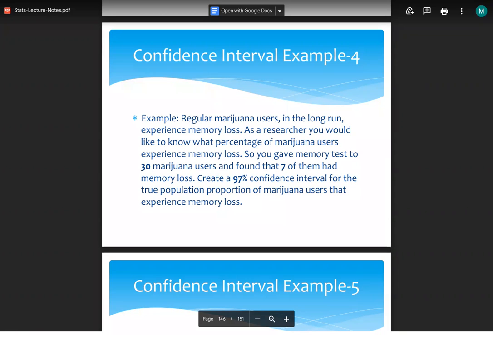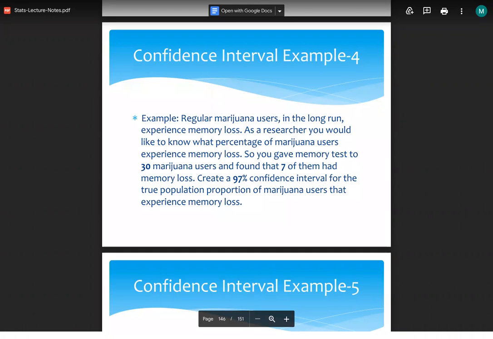So, you know that people who use marijuana on a regular basis experience memory loss. Basically, you want to find out what percentage of those marijuana users actually experience memory loss. That's what you're trying to do. Repeated marijuana usage causes your memory to be weaker, and you want to find out what percentage of repeated or regular marijuana users experience that kind of memory loss. And to do that, you gave a test to 30 people and found that 7 of them had a problem with their memory.